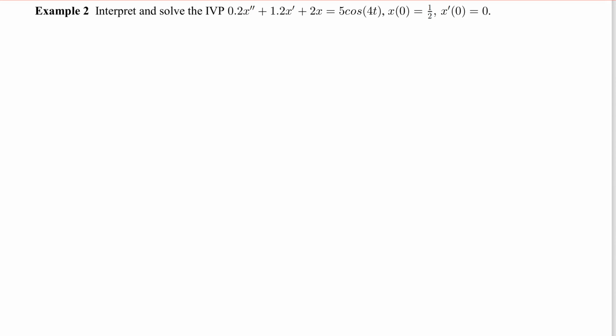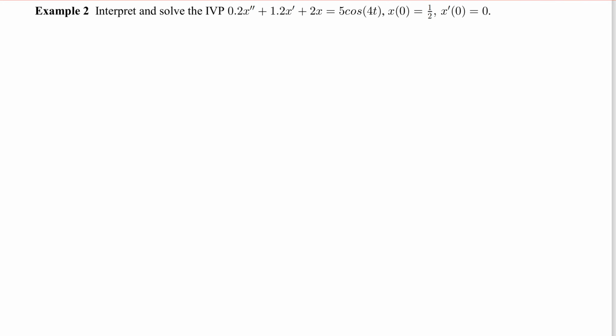Interpret and solve the initial value problem 0.2 x double prime plus 1.2 x prime plus 2x equals 5 cosine of 4t. x of 0 equals 1/2 and x prime of 0 equals 0. So here we have a linear differential equation with constant coefficients, and it happens to be non-homogeneous. So we could assume in this problem that the mass of the object in oscillation is 0.2, our damping constant is 1.2, the spring constant is 2, we have an external forcing function with an initial amplitude of 5 and a frequency of 4.